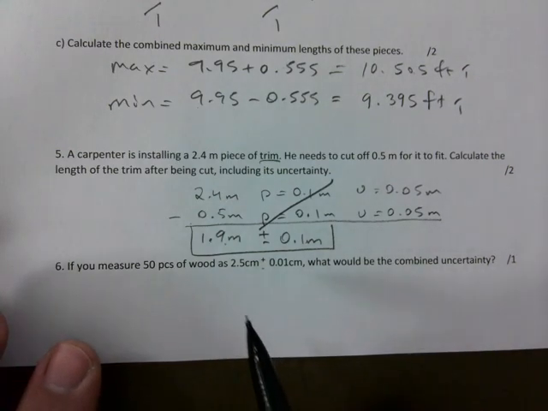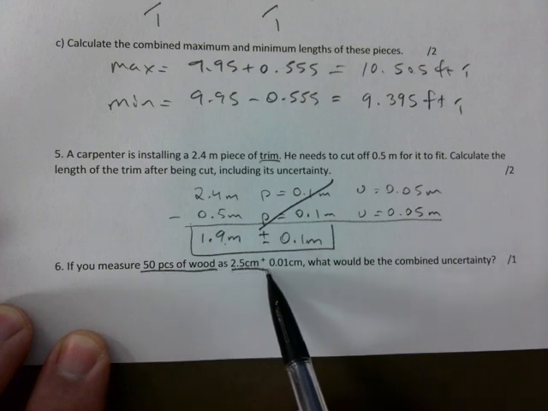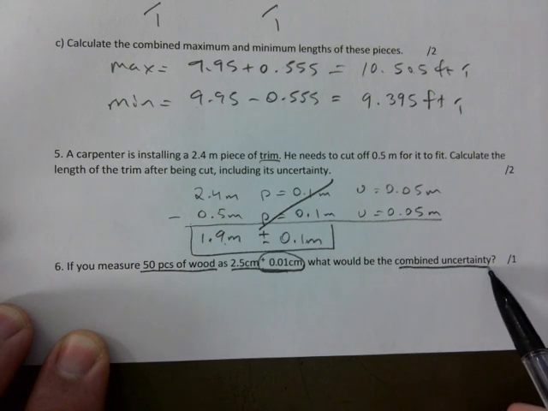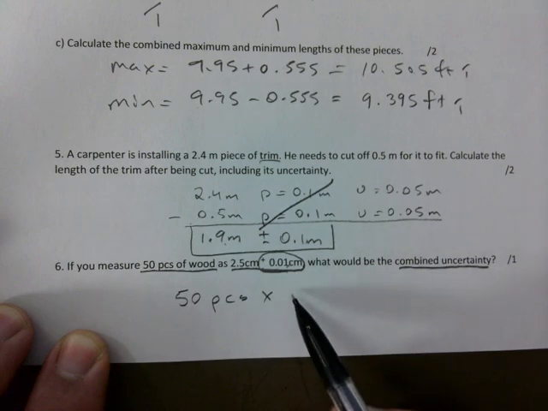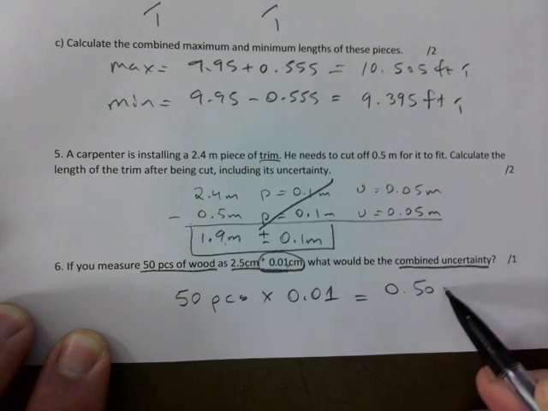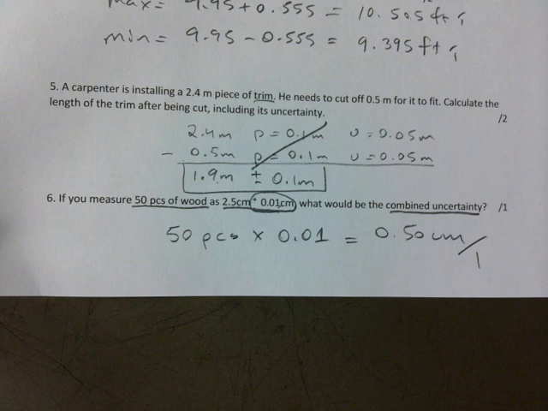Now I'm curious to see how you did this one. If you measure 50 pieces of wood and they measure this with their uncertainty, right? This is the uncertainty. What would be the combined uncertainty of all pieces? And the answer is 50 pieces times whatever the uncertainty is for every single piece, right? And so that's 0.50 centimeters. 1 mark for that. Because it's like you're adding 50 pieces, right? So they all have their uncertainty. So in that case, you wouldn't add, you would just multiply, as many pieces as are being measured.